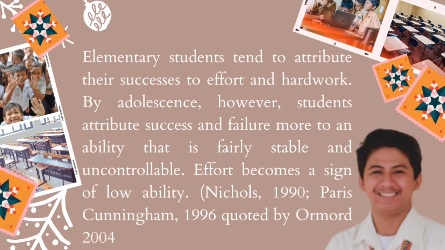Elementary students tend to attribute their success to effort and hard work. By adolescence, however, students attribute success and failure more to an ability that is fairly stable and uncontrollable. Effort becomes a sign of low ability. Attributions are beliefs about what causes success and failure.